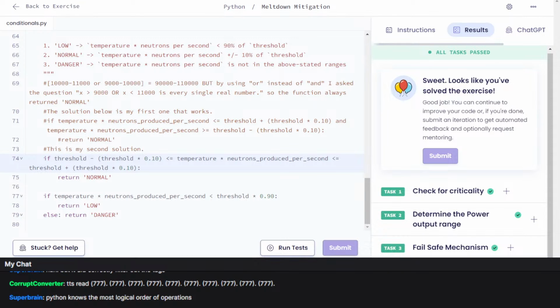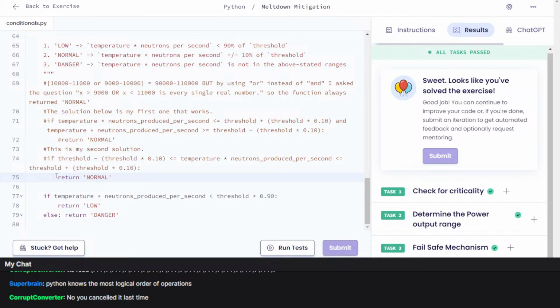Python is the most logical order of operations. Oh yeah. Oh, that's pretty cool though. I mean, in a way, yeah. It knew that, so that's good to know. All right, I'm gonna comment everything out and do the last solution. Well, actually, you know what? I'm gonna wait. What did I just do? Oh, there you go. I'll do the last solution after I finish the math thing.